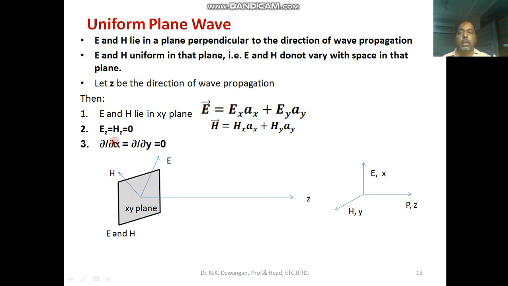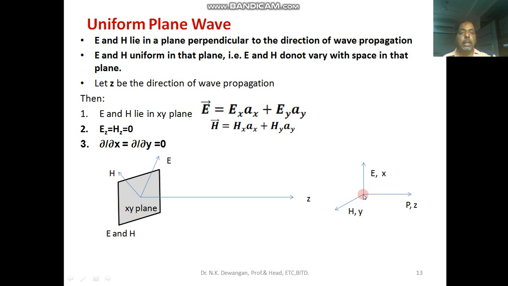And because E and H are not varying with respect to X and Y, del by del X for electric field will be 0, and for magnetic field will be also 0, as well as del by del Y, that will be also 0. Means what? E and H will not vary with respect to X, and also E and H will not vary with respect to Y. So this is the definition of uniform plane wave. E and H will lie in a plane.